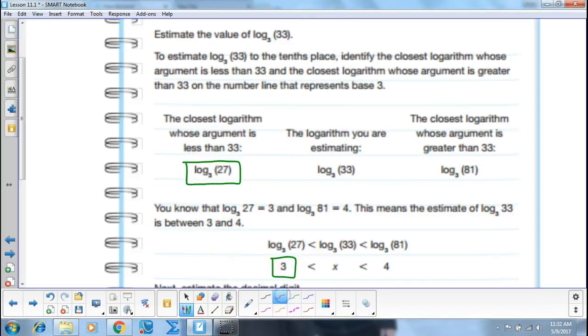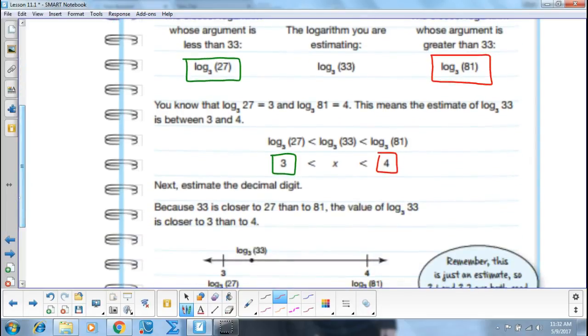Then we go to the right side. Then we pick the next one that's bigger than 3. So since we went 3 cubed for the left one, that means we're going to go 3 to the 4th power for the right one. Okay? 3 to the 4th power is 81. So log base 3 of 33 is somewhere in between 3 and 4.